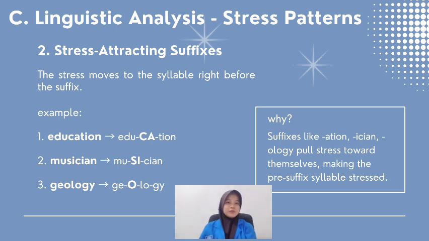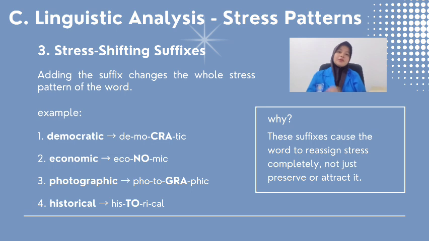Example number two, musician. The stress is on si. Example number three, geology. The stress is on o, the second syllable. Why? Suffixes like ian and ology pull stress toward themselves, making the pre-suffix syllable stressed. It's like they're a magnet for the stress.